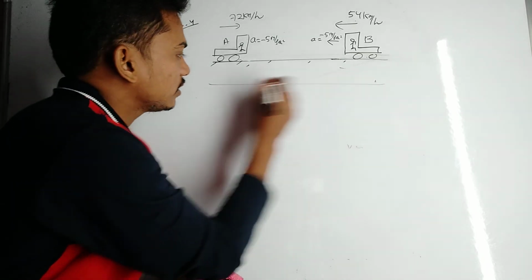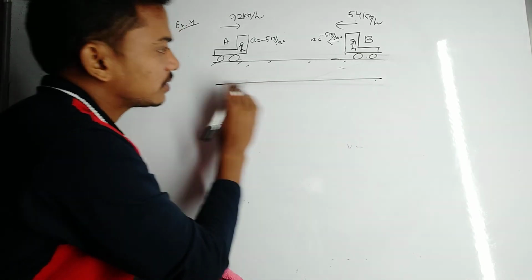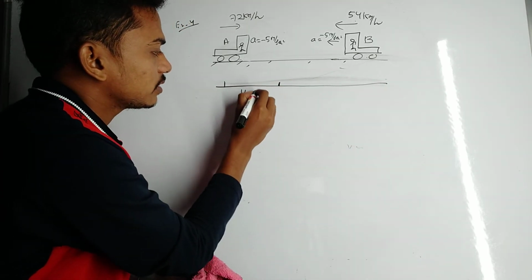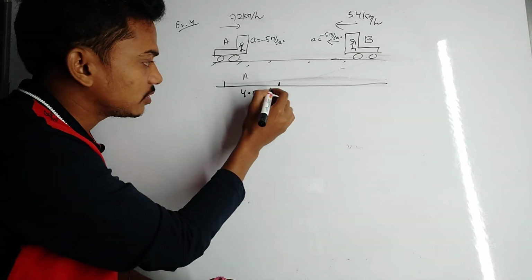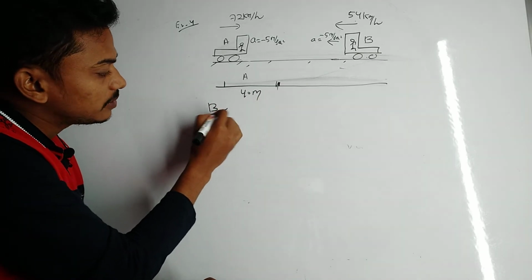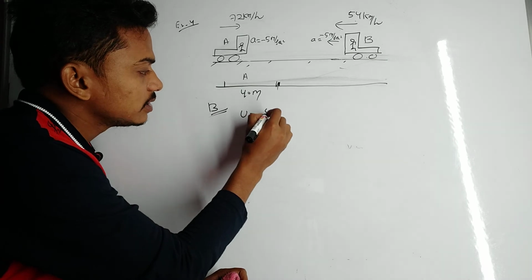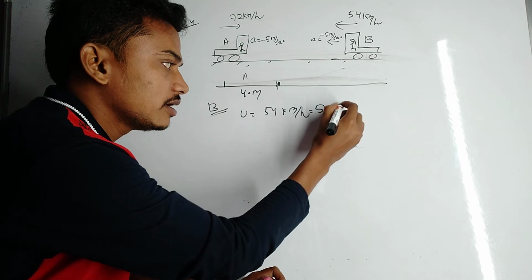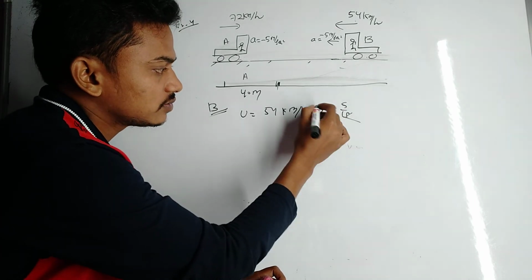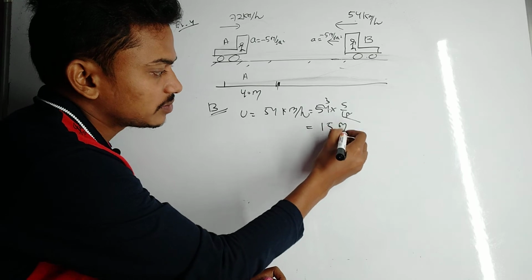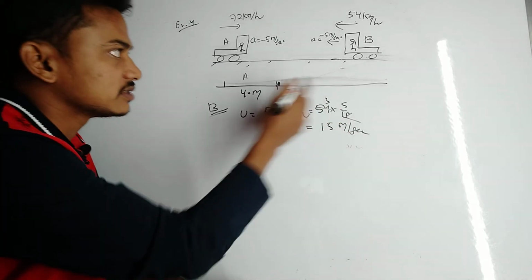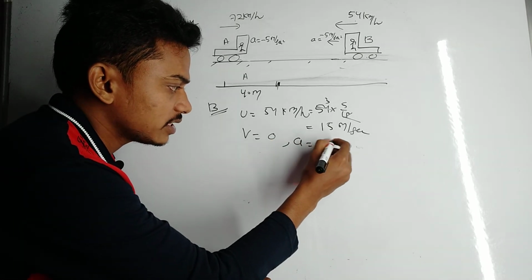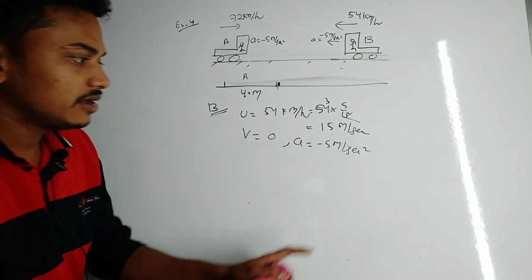After traveling 40 meter the truck A will stop here. Then consider the motion of truck B. Initial velocity is 54 kilometer per hour. To convert it into meter per second, multiply by 5 by 18, that's equal to 15 meter per second, the initial velocity. It will also stop, so final velocity v equals 0. The retardation is minus 5 meter per second square.